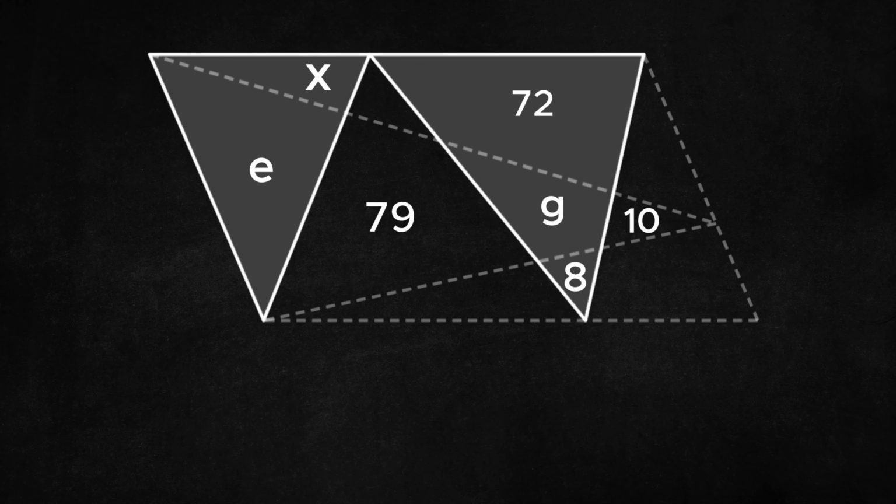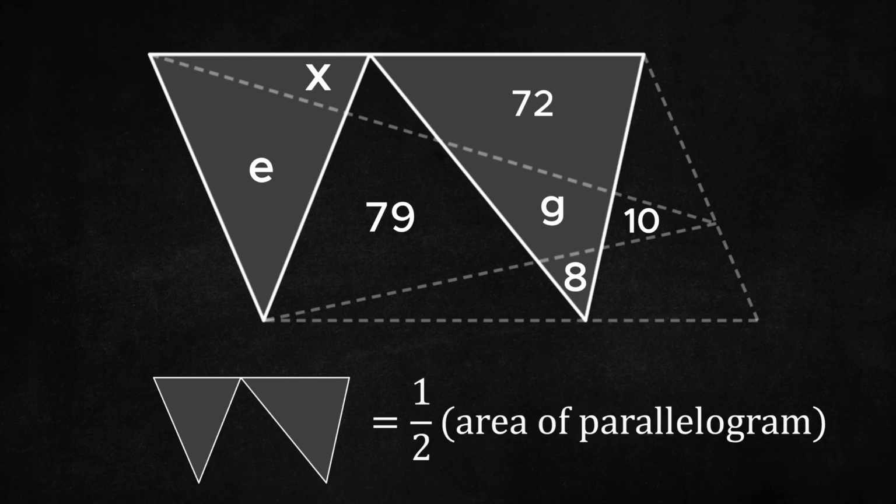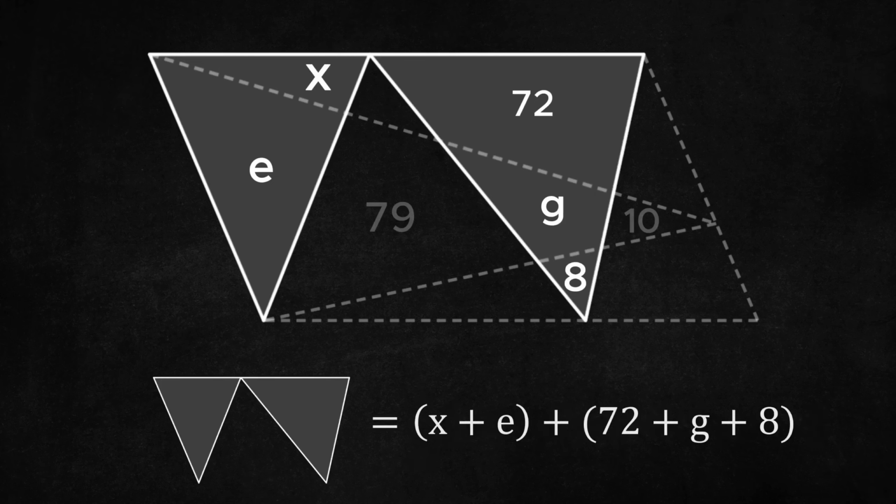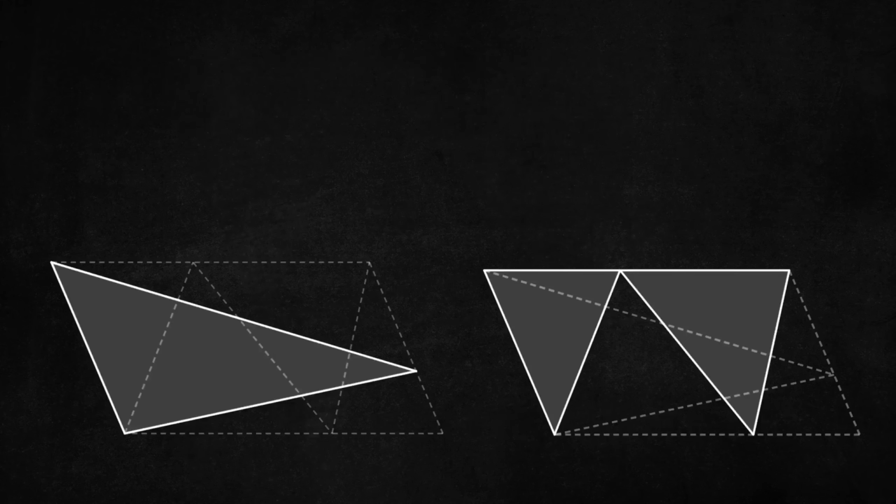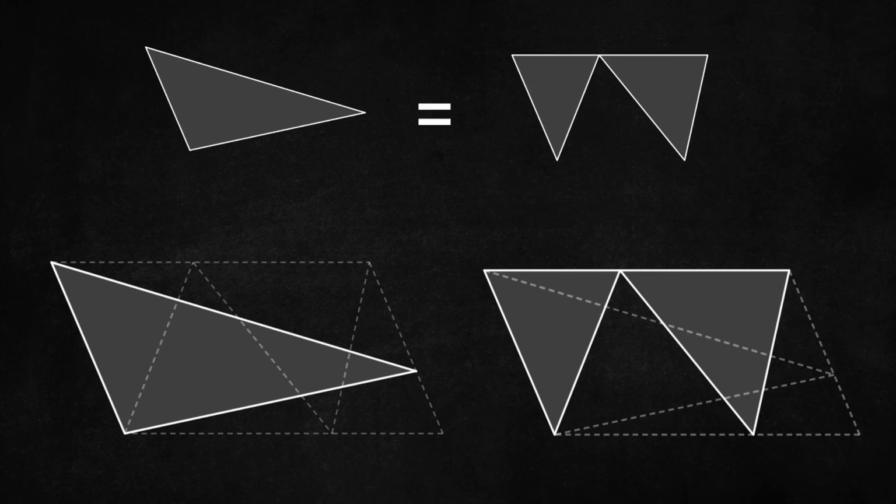How about the combined area of these triangles? The bases of the triangles span along the base of the parallelogram, so their combined area must be half of the parallelogram as well. But using the given figure, the combined area is X plus E plus 72 plus G plus 8. Since we have already established that both of these areas are half the area of the parallelogram, then they must be equal in area themselves.